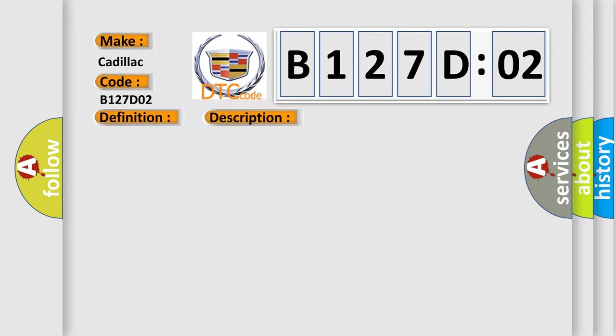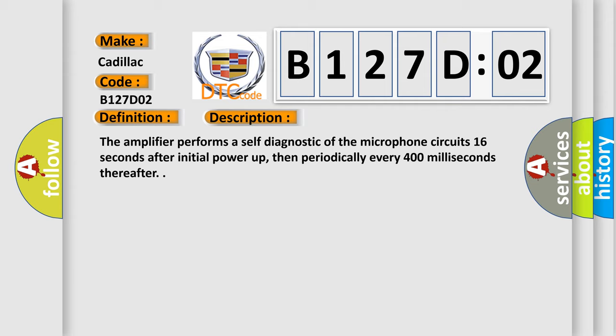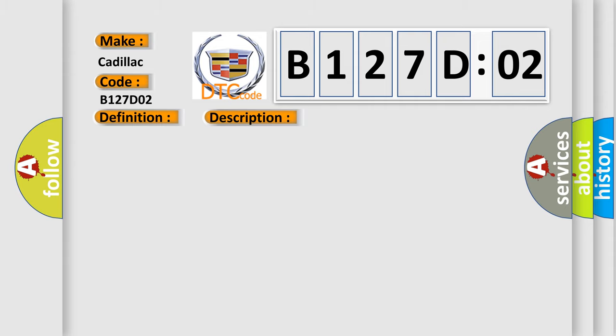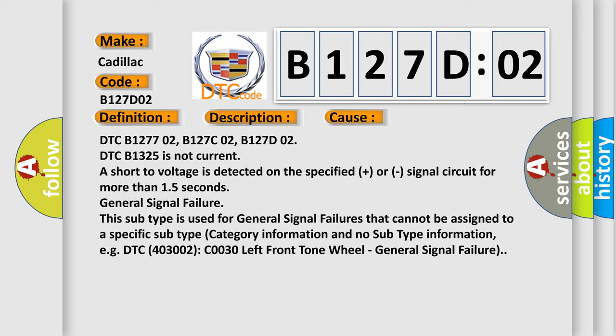And now this is a short description of this DTC code. The amplifier performs a self-diagnostic of the microphone circuit 16 seconds after initial power up, then periodically every 400 milliseconds thereafter. This diagnostic error occurs most often in these cases: DTC B1277-02, B127C-02, B127D-02, DTC B1325. A current or short to voltage is detected on the specified plus or signal circuit for more than 1.5 seconds.